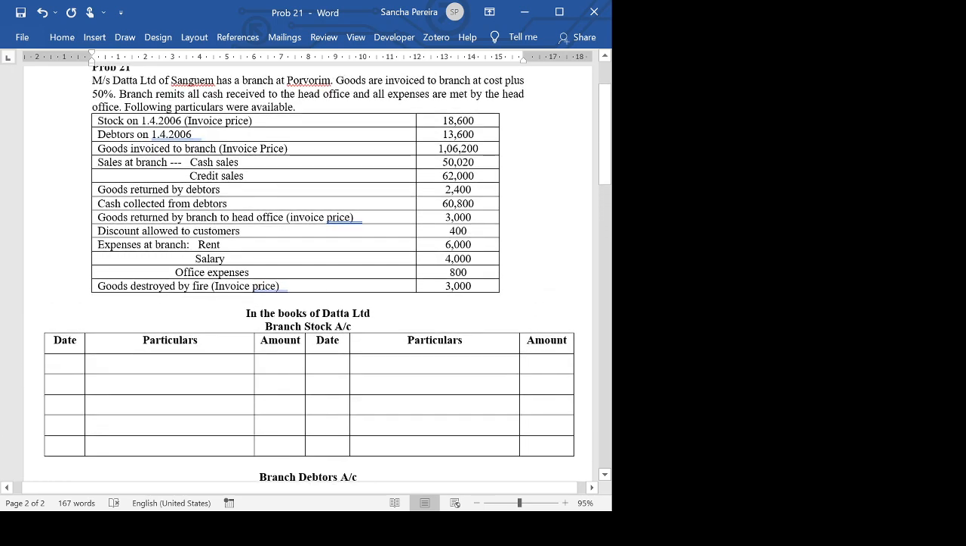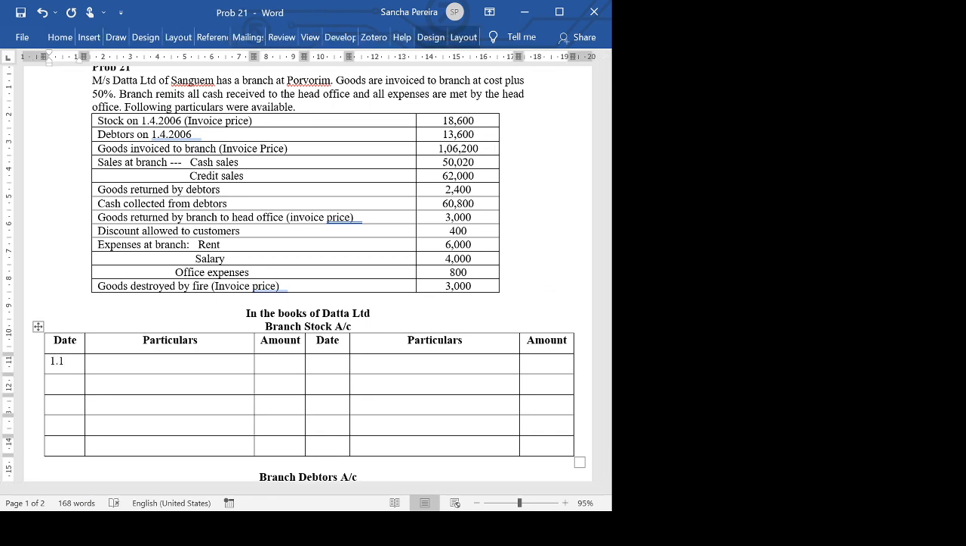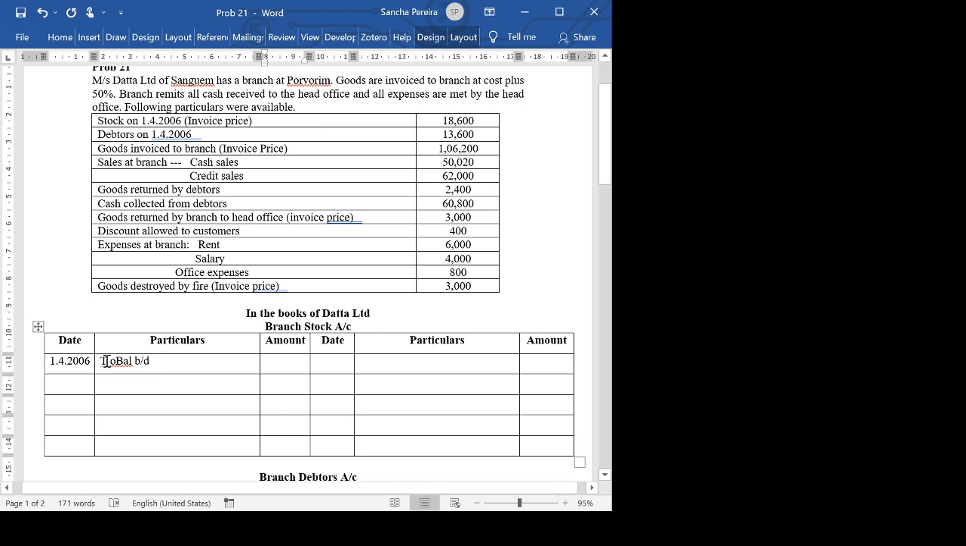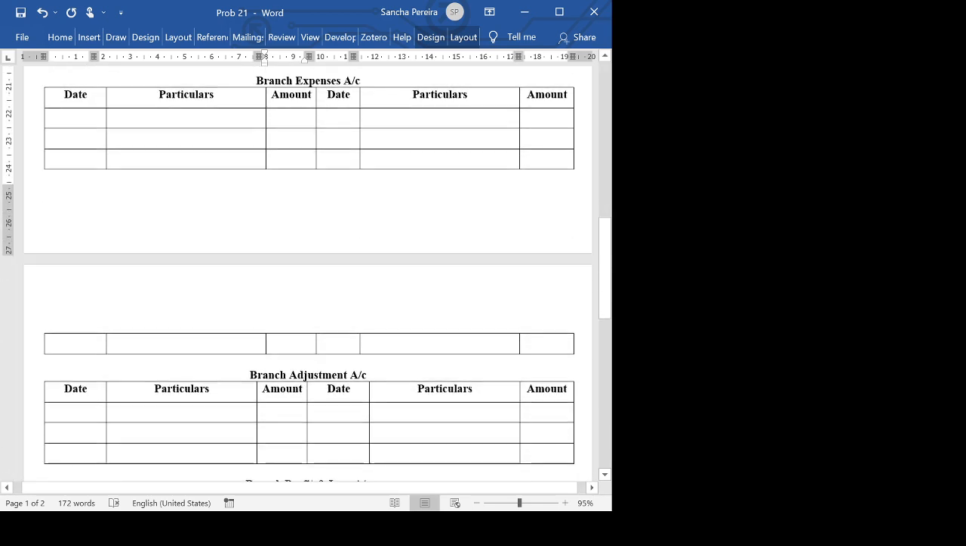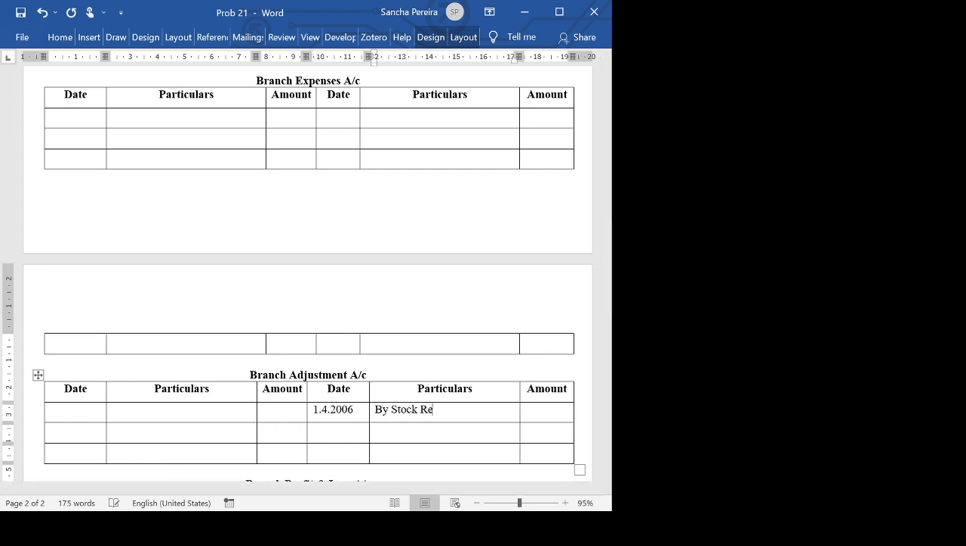So we start with the opening balances. On 1st April 2006, to balance brought down, it's the opening stock, 18,600. On the opposite side, we calculate the stock reserve and show it in the adjustment account. On 1st April 2006, by stock reserve.